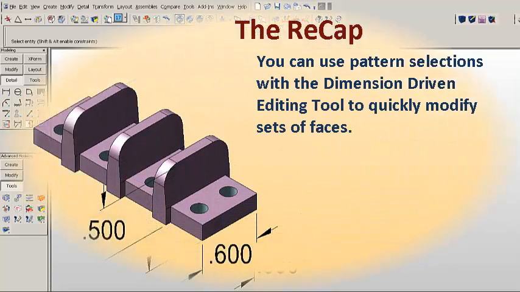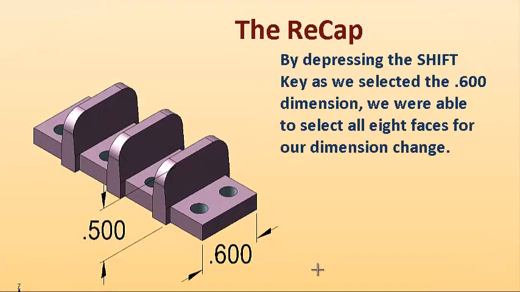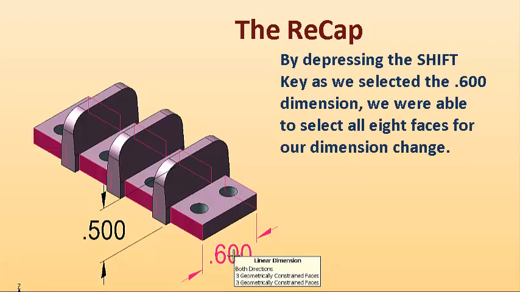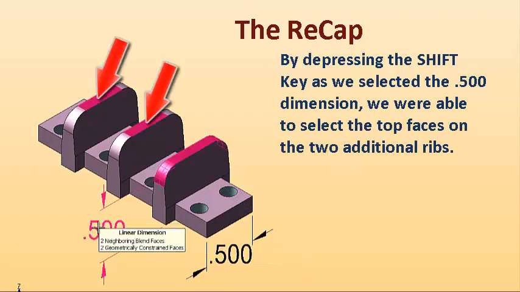So let's recap. You can use pattern selections in combination with dimension-driven editing to quickly modify multiple faces. Here we held the Shift key down, selected all 8 faces, typed a new value, and adjusted the entire barrier strip. In this case, we selected the 1/2 inch dimension.